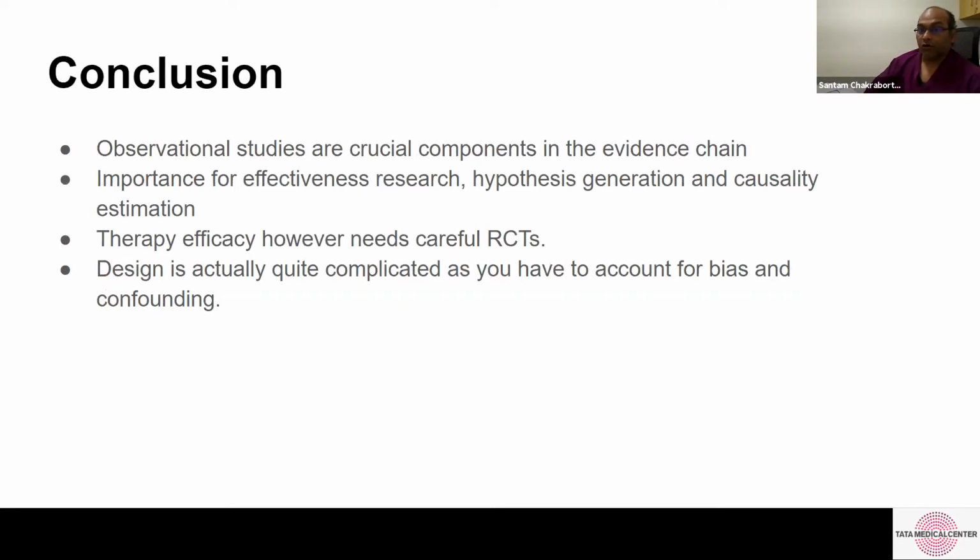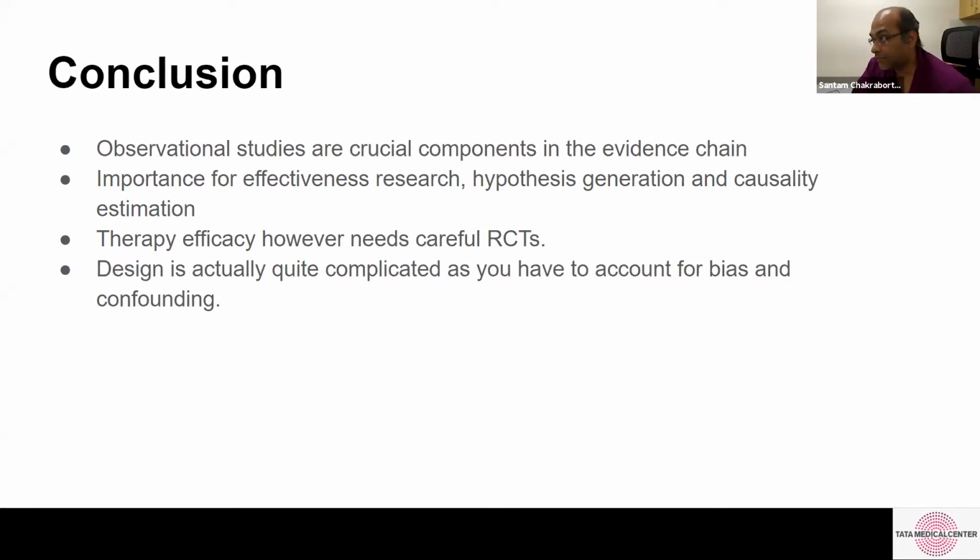To conclude, observational studies are crucial components in the evidence chain. Many of you will be conducting observational studies far more than you will be conducting interventional studies. And therefore, a clear-cut idea about how to design these studies in a scientific manner is extremely important. These are important for effectiveness research, hypothesis generation, and also for causality estimation. Therapy efficacy, however, needs careful RCTs.